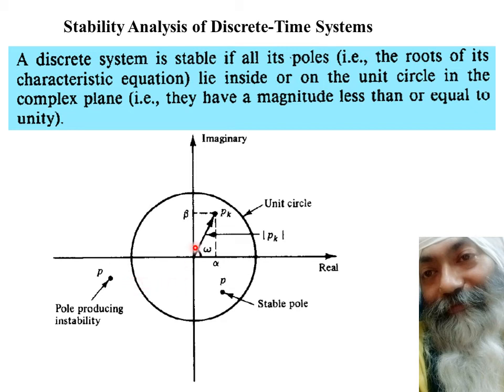So we examine all the poles and check their magnitudes. Even if a single pole is lying outside the unit circle, meaning its magnitude is more than 1, we say the system is not stable. This is one very simple way of determining the stability of the system in the discrete time domain.